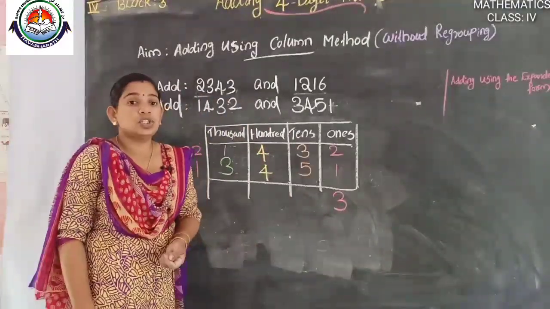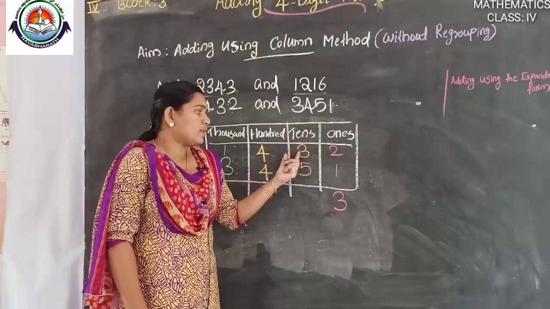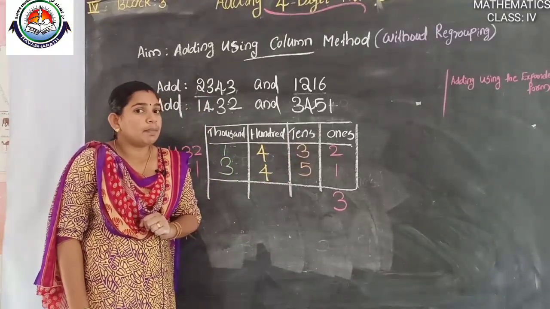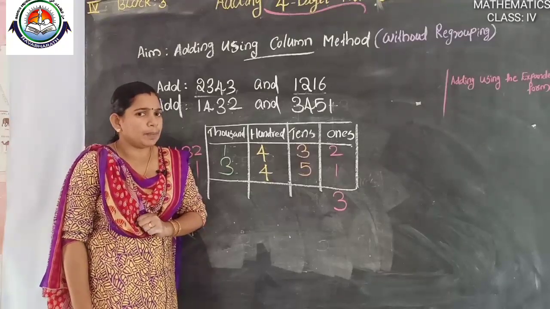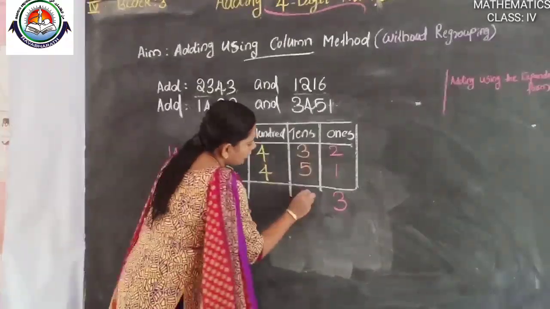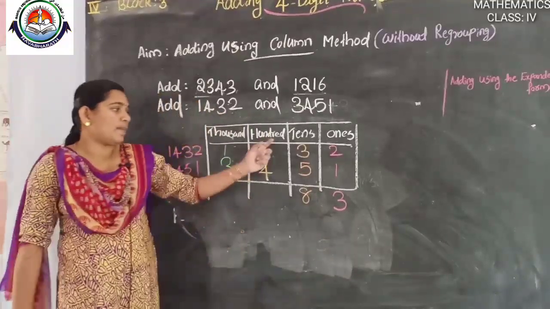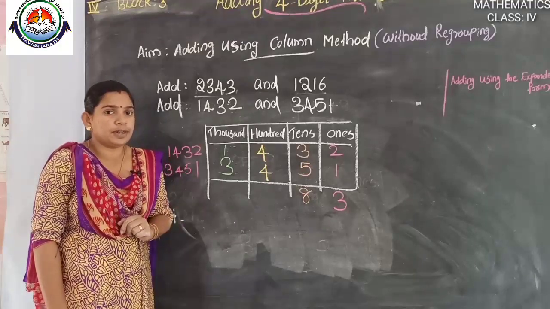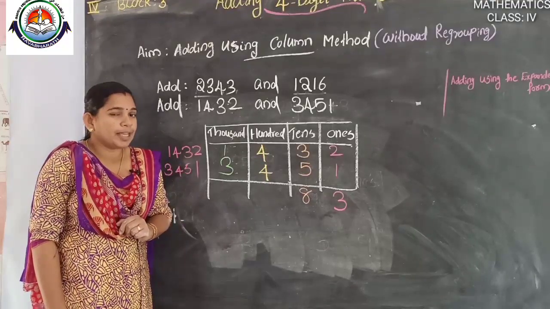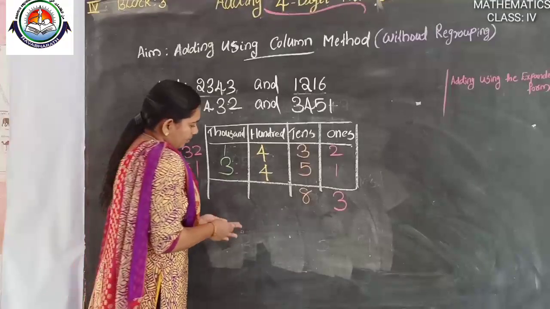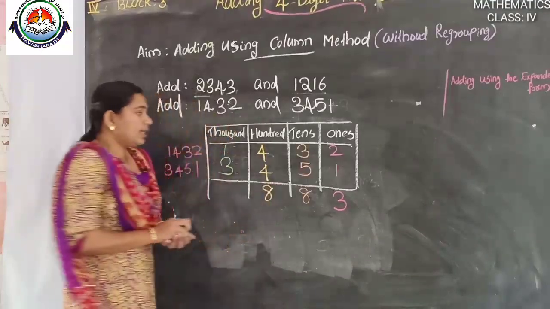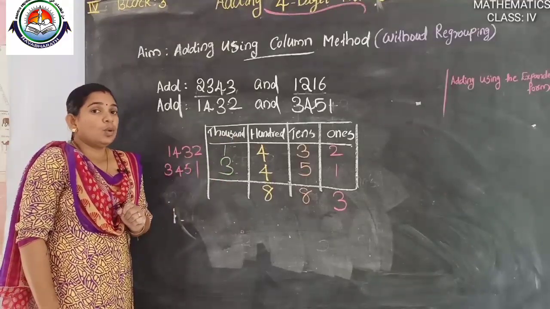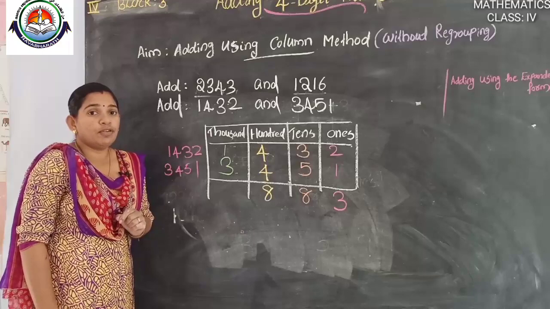2 plus 1? 3. Then tens place is 3 and 5. 3 plus 5, what is the value of 3 plus 5? 8. Good. Then 100 place is 4 and 4. 4 plus 4, what is the value of 4 plus 4? 8. Okay. Then 1000 place 1 and 3. 1 plus 3 is 4.